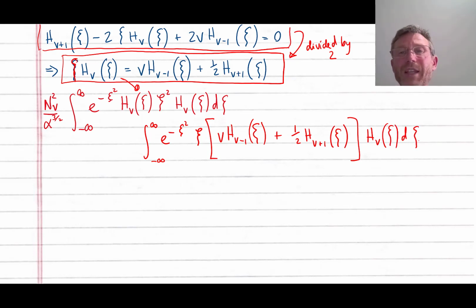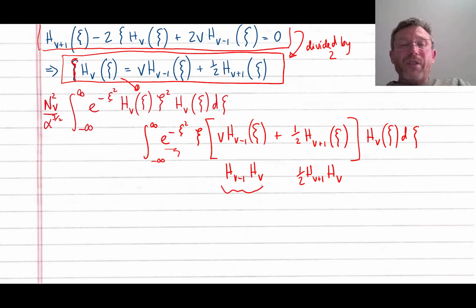But the key piece here is when I expand this particular bracket, I'm going to end up with an hv minus 1 term multiplied by an hv term, again multiplied by the rest of that psi function. And I'm also going to get a half hv plus 1 term multiplied by an hv term.